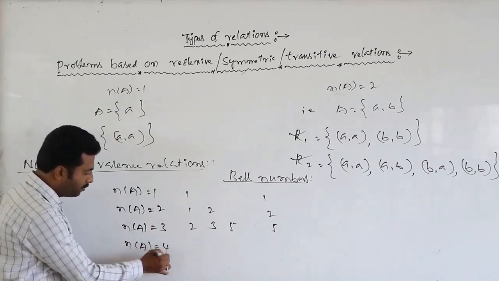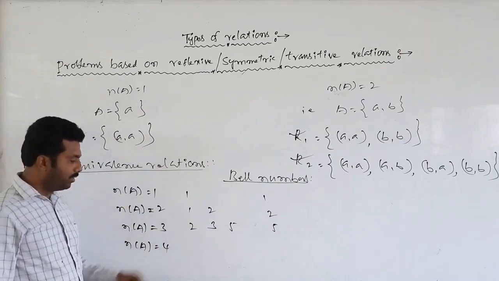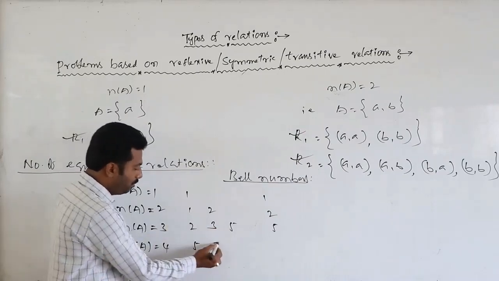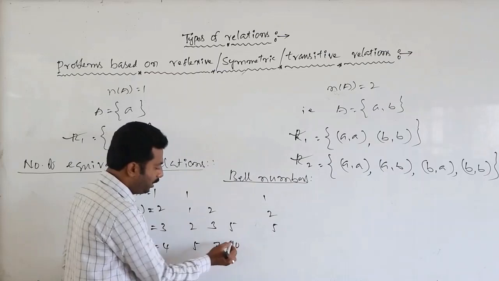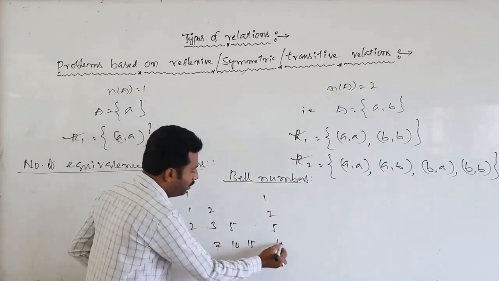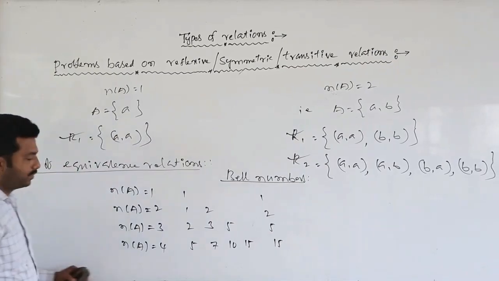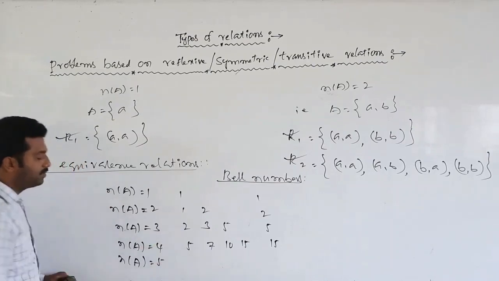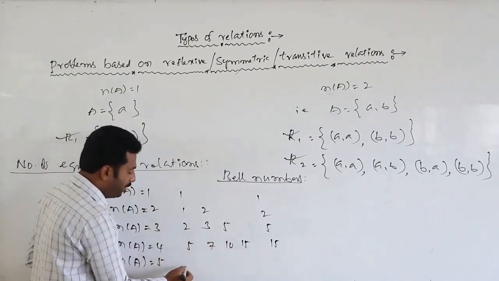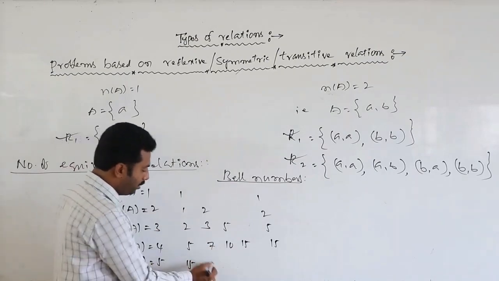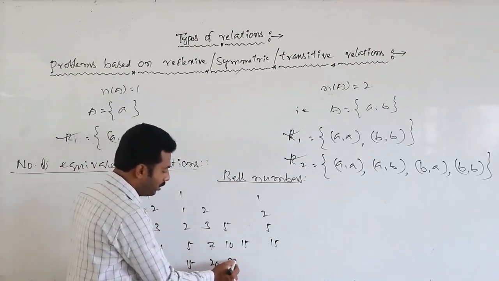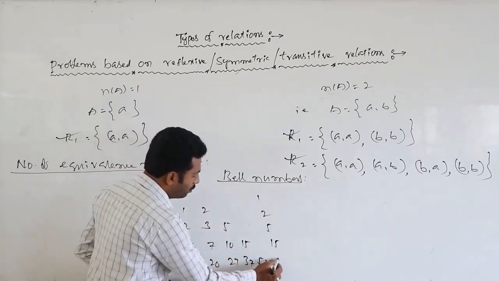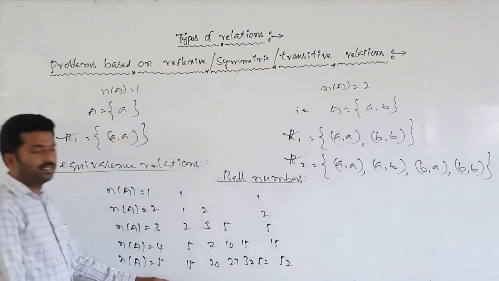Suppose A contains 4 elements. Here it ends with 5, so start with 5. 5 plus 2, 7. 7 plus 3, 10. 10 plus 5, 15. So there are 15 equivalence relations. Suppose A contains 5 elements. Here it ends with 15, so start with 15. 15 plus 5, 20. 20 plus 7, 27. This is 37, 40, 52. So there are 52 equivalence relations.